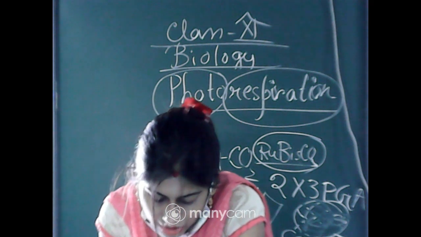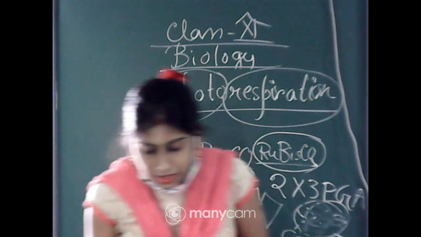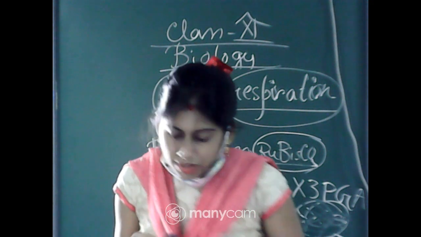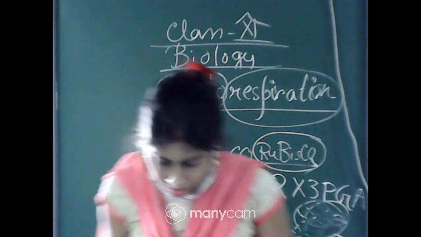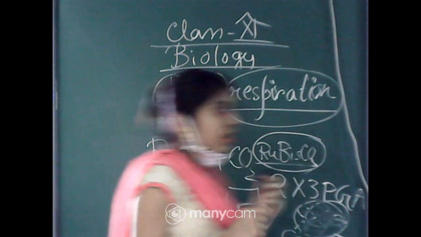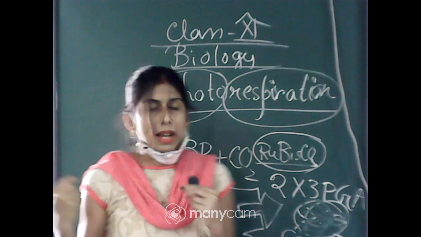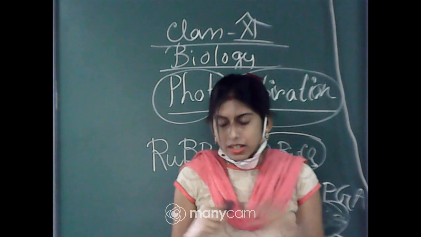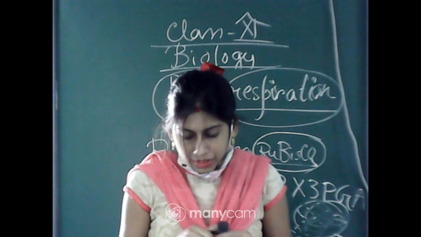So what determines which will bind? It is determined by the relative concentration of carbon dioxide and oxygen. You know that in competitive binding, two molecules compete for a particular active site. So this type of activity is shown in this particular case.